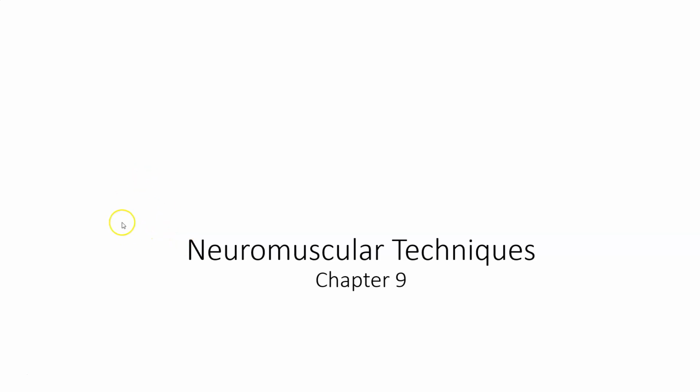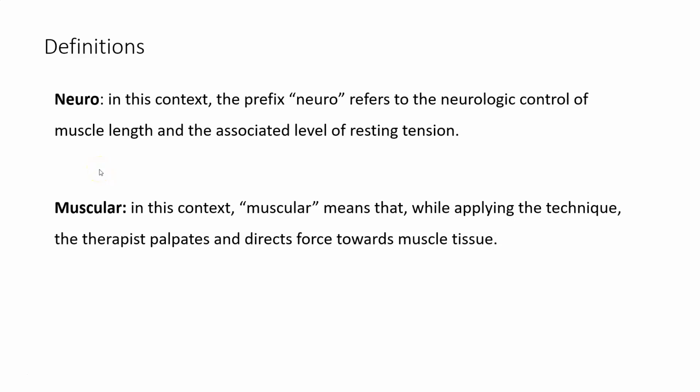So this involves what are called neuromuscular techniques. Now, we've talked about a few things that have related to the term muscle and the terms neuro, but we're going to redefine here just a bit. So when we're looking at neuromuscular techniques, neuro refers to the neurologic control of muscle length and the associated level of resting tension. So we are saying basically these techniques affect that.